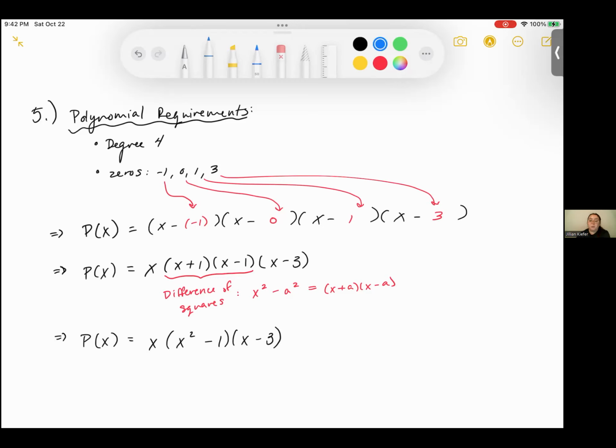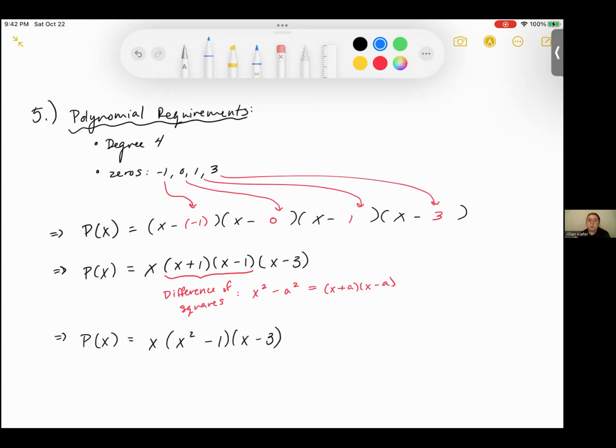And now you have a few options. Since it's multiplication, you could just multiply straight across. You could distribute the x into the x squared minus 1. You could distribute the x into the x minus 3. You could multiply x squared minus 1 times x minus 3 first, and then just put in the x at the end. It's really going to be up to you. There's no wrong order in multiplication. So you can multiply in any order that you'd like, and it would always work out.